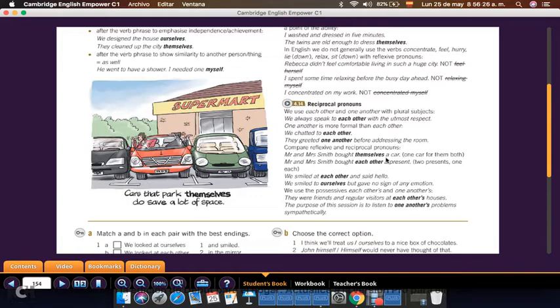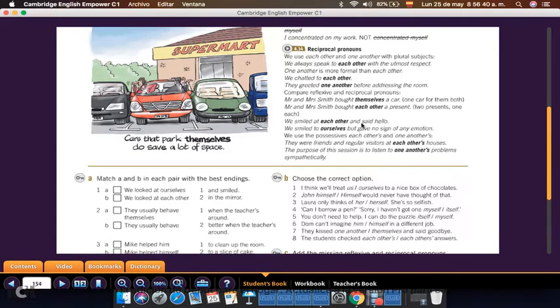Compare reflexive and reciprocal pronouns. Mr. and Mrs. Smith bought themselves a car. One car for them both. But when we say Mr. and Mrs. Smith bought each other a present, that means they bought two presents, one for each one.